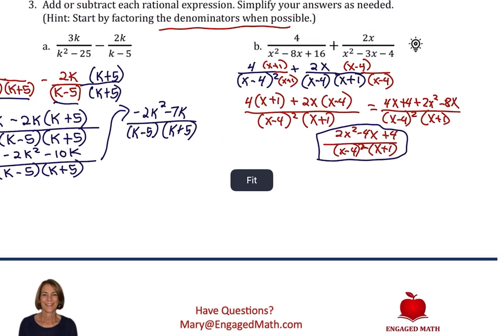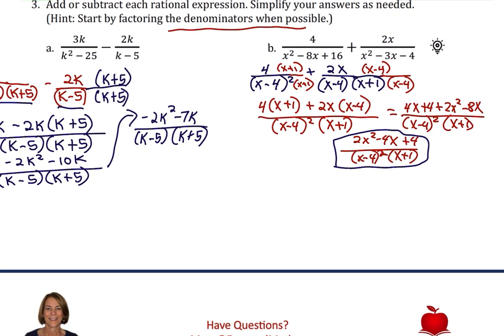Okay, let's just zoom back into the original screen so that you can easily see both of the answers together.